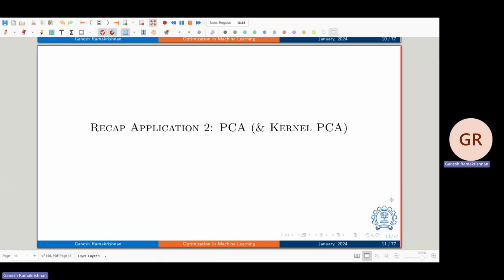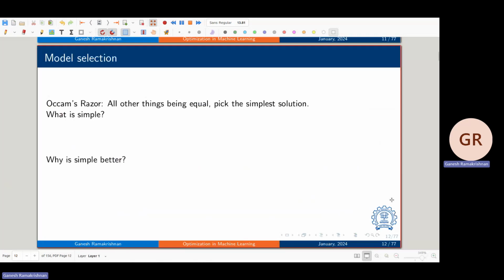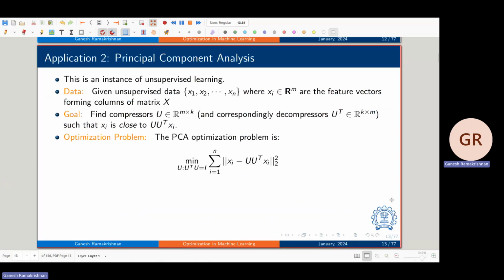So the second thing I just want to recap, we talked about principal component analysis. This is just an application of what's called Occam's razor. All things being equal, pick the simplest solution. Principal component analysis builds on this simplest solution idea. Why is simple better? PCA says if you're going to compress the data, pick those directions which explain the maximum spread of the data points. So that is simplifying, right?